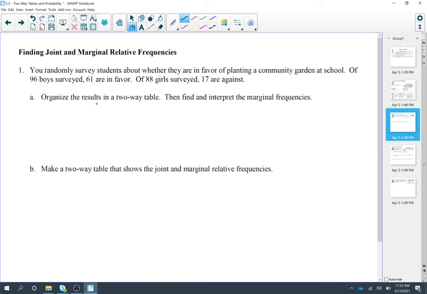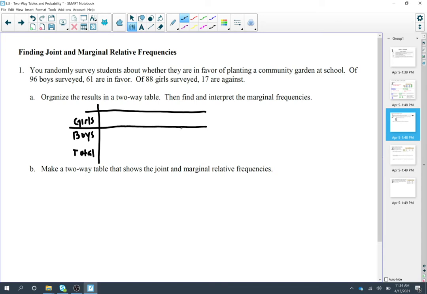So, first of all, I'm going to make my two-way table. And I'm going to start over here. And I know I'm working with girls. And I know I'm working with boys. And then I'm going to have my total. Now, the boys and girls can either be in favor or against planting a community garden. So I'm going to write favor. And I'm going to write against. And then once again, I'm going to have our totals.